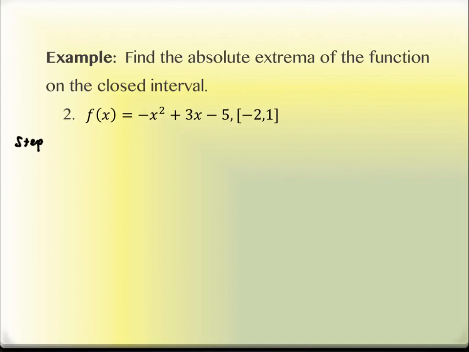You don't have to write out steps when you're doing all of your work, but I don't want you to forget them either. Like I told you, half of the people are going to forget half of this problem, and that's not cool. So we're going to find the derivative equal to 0. That's my first step. So what is my derivative for this function? Negative x squared plus 3x minus 5. Fabulous. Negative 2x plus 3.